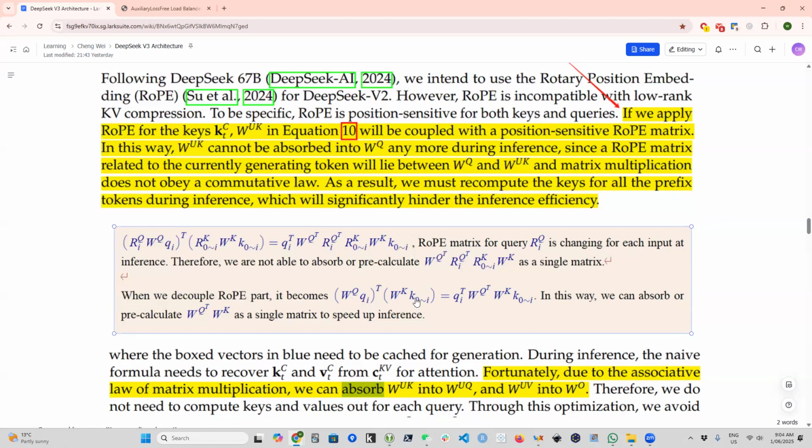It only has the normal. So this metric after training, they are fixed, right? The Q metric and the key metric, they are fixed. So it will be able to be pre-multiplied together, absorbed, right? This is what it means, the absorption. We pre-calculate this as a single metric to speed up the inference, right?